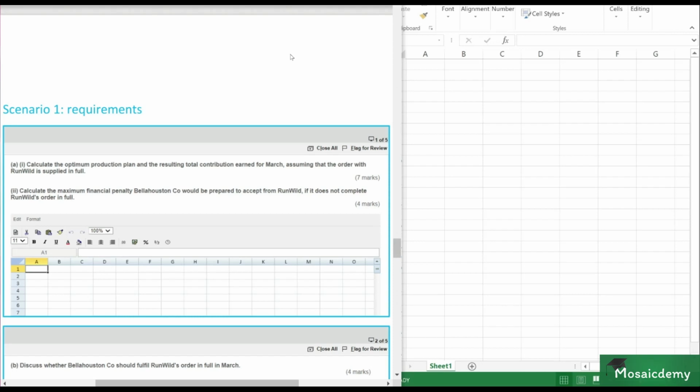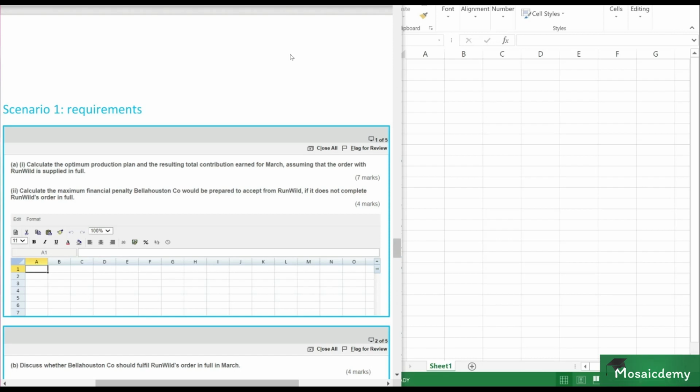So in order to calculate the optimum production plan, we'll need to follow the steps. We'll need to find the contribution per unit and use that to find the contribution per limiting factor, rank according to that factor, and produce in that order based on the ranking. Now, of course, they want the total contribution earned, and they want us to assume that the order with Run Wild is supplied in full.